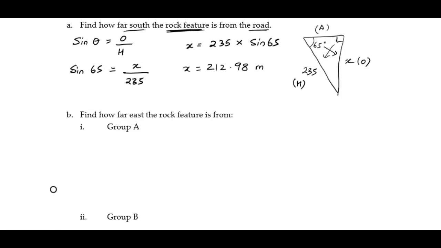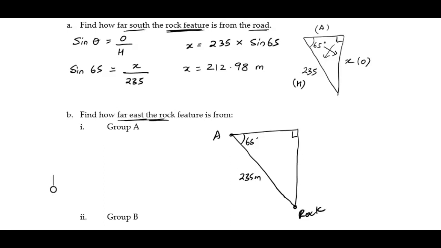So with respect to group A, my triangle that we did in the previous part of the question is in that format there. So 65 degrees, 235 meters. That's my rock feature. That's where group A is. Right, the question is saying how far east the rock feature. So that's this distance they're talking about. How far east. So that's the east direction. I'm just going to call that Y to start with.